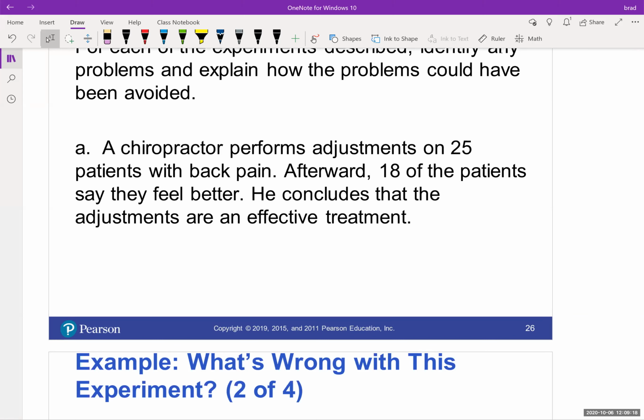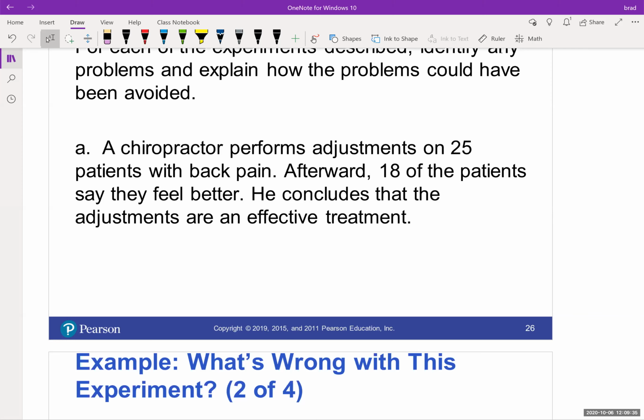All right, so let me go through my notes real quick. So what does this study lack? He had an adjustment on 25 patients with back pain, and 18 of the patients say they feel better. So now here's the thing. What did he, or she, forget to have? There's no control group. So you need people that did not receive treatment.